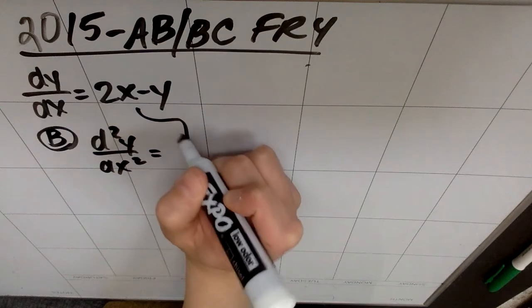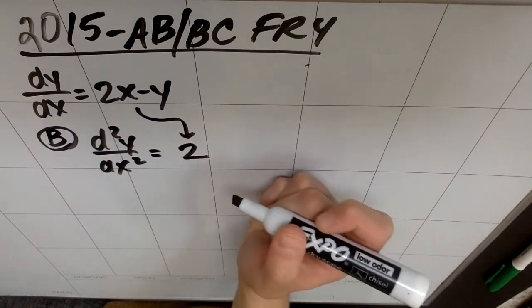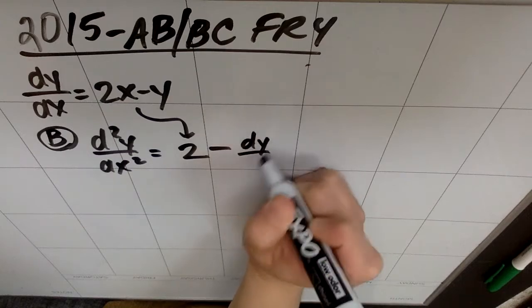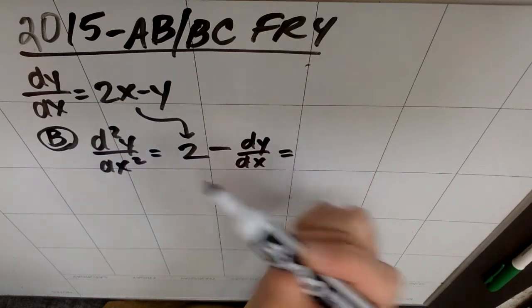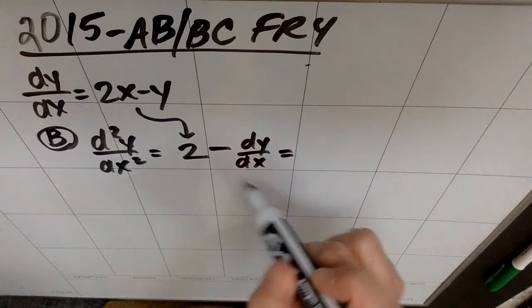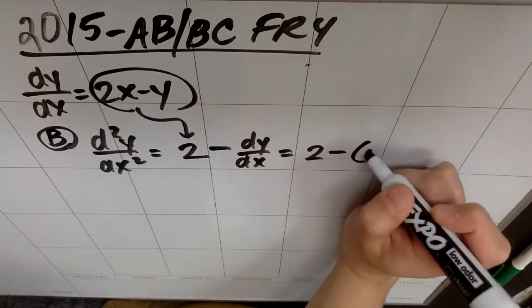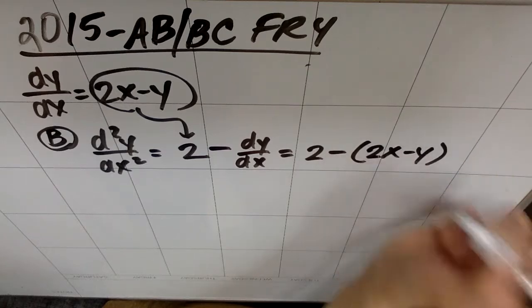So that's going to be the derivative of the 2x, which is a 2, because you're deriving x with respect to x, minus the derivative of the y, which is going to be a dy/dx. But that's not in terms of x and y, because dy/dx is not an x and a y unless I replace it with this. So I'm going to get a 2 minus the quantity 2x minus y. So that answer is fine.